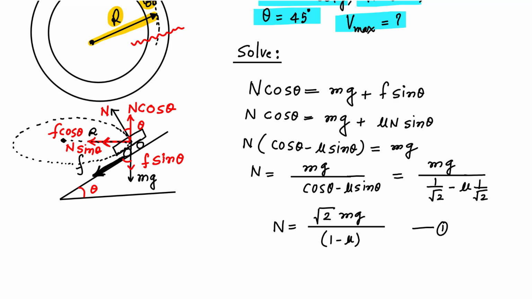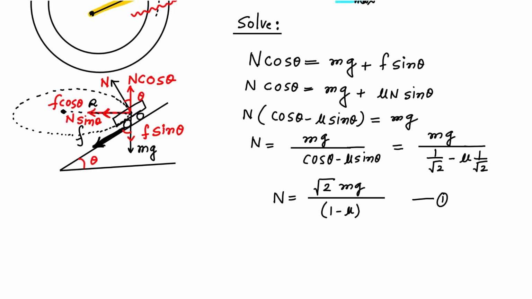Now we have to find the maximum velocity. So we have to write one more equation, that is the equation of motion in a circle. So forces towards the center, that is force in the radial direction, is equal to mass into acceleration in the radial direction. And in the radial direction, one force is N sin theta, another force is f cos theta. So we will have N sin theta plus f cos theta is equal to mv square by r.